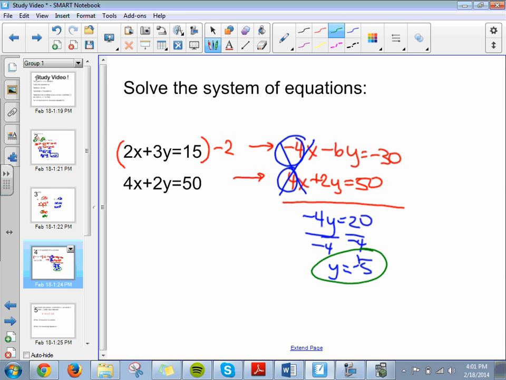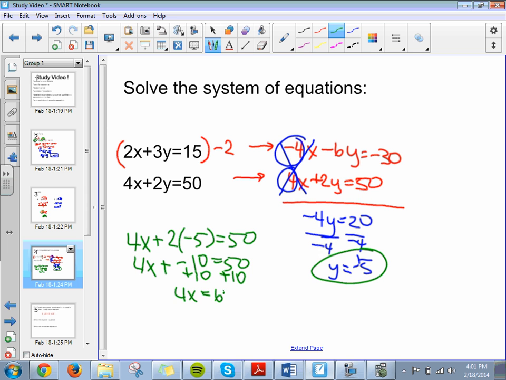Then we've got part of it, but we don't have everything. We're also going to need to solve for x. You can pick any equation you want to put it back into. I'm going to choose the first one. So 4 times x plus 2 times -5 will be equal to 50. I know that 4x plus -10 is equal to 50, so I'm going to add 10 to both sides. And I've got 4x is equal to 60. Divide both sides by 4.